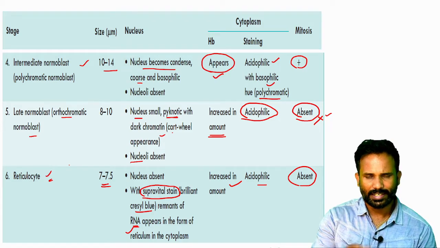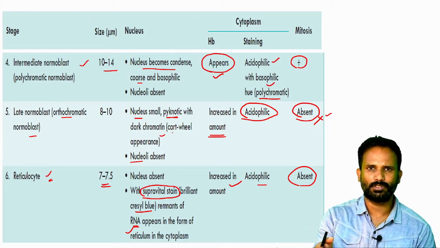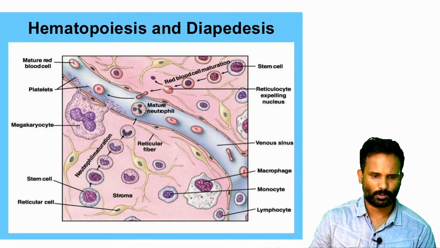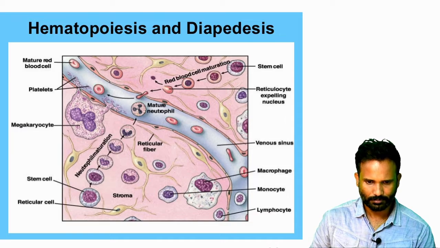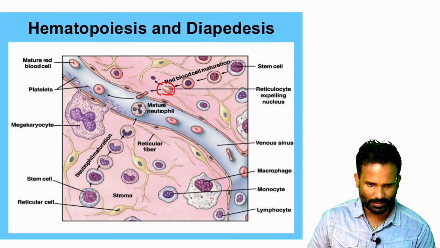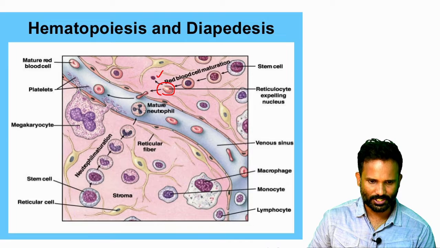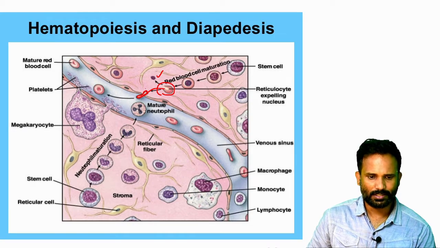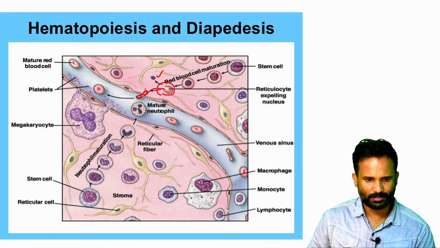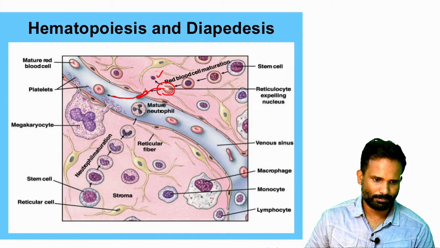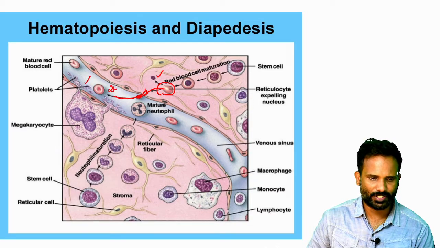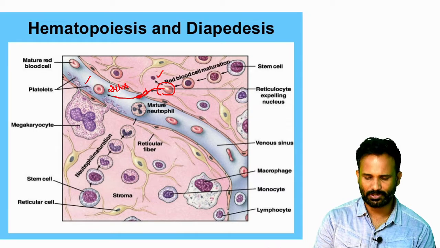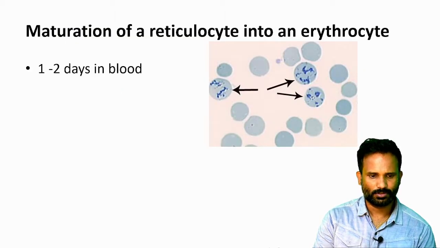Now it comes out of the bone marrow into the bloodstream and goes to the spleen and matures there to form the mature erythrocyte. So this is the reticulocyte with the nucleus extruded out, and it is squeezing out through the spaces of the endothelial capillaries and entering the bloodstream, and then it matures after 24 hours into a mature erythrocyte. So 1 to 2 days in blood.